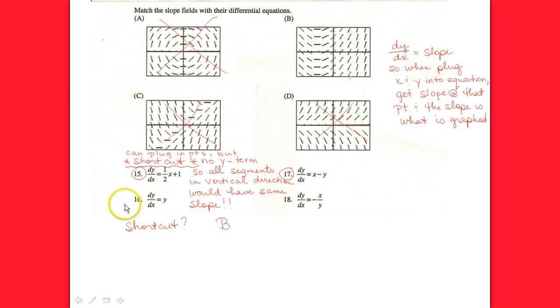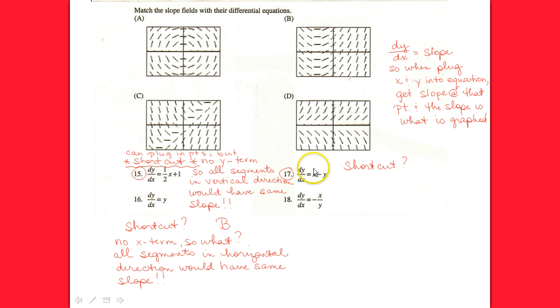So we could then use that same idea as a shortcut for number 16, where we only have a y value and we don't have an x value. What would the shortcut for that one be? Since there's no x term, all segments in the horizontal direction would have the same slope. So you can go from there in terms of figuring out which of those graphs that would be.